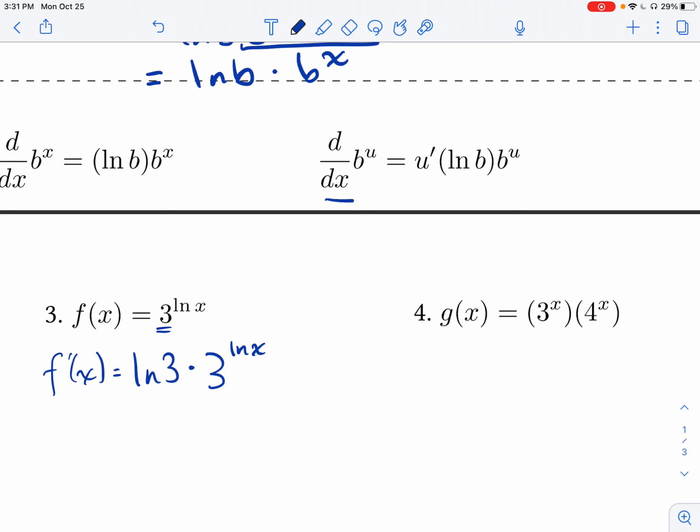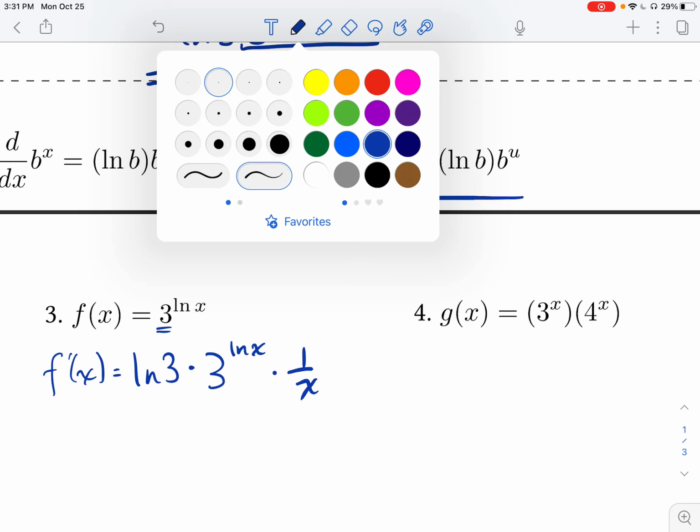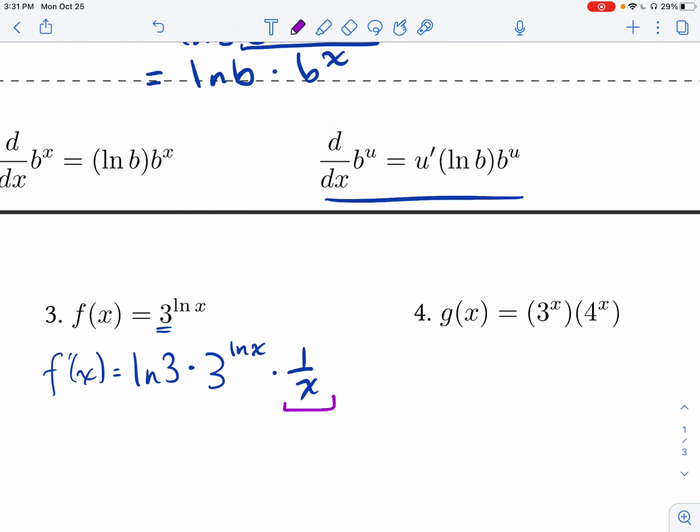This is, again, actually us applying this rule, times the derivative of the natural log of x, which is 1 over x. So let me make sure that we understand each part that we just found. This is our u prime, this is our b to the u, and this was our natural log of b.